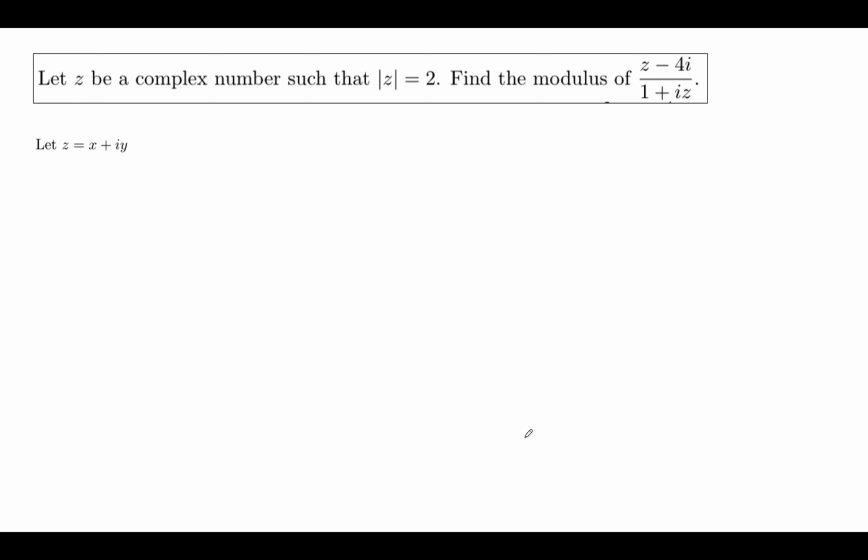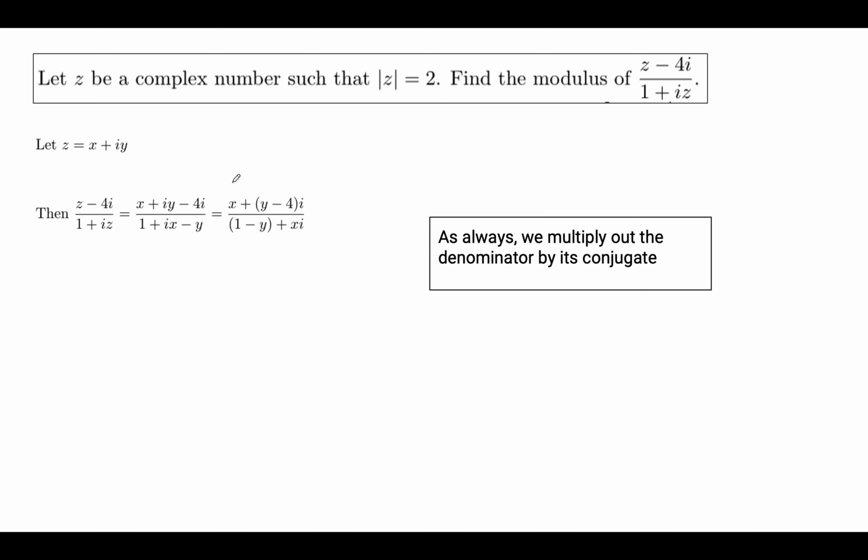Okay, so when we let z equal x plus iy, we substitute it into both z terms in the numerator and the denominator. Okay, and then we try and write it neatly in terms of its rectangular form, both on top and on the bottom. Okay, and then the next thing we do is we rationalize the denominator by multiplying it by its conjugate, which is 1 minus y minus xi. And we have to multiply the same to the top as well.